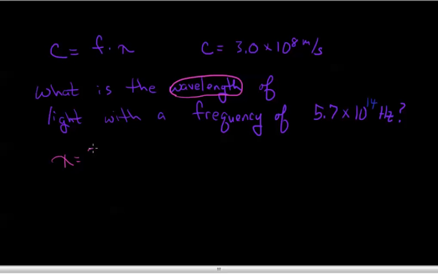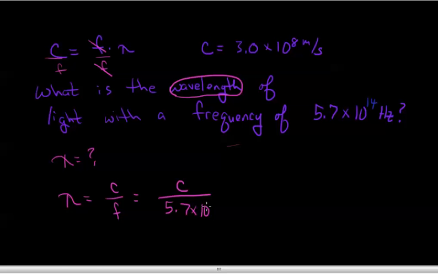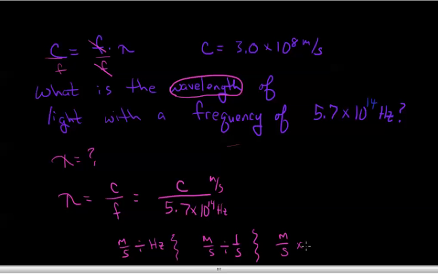So wavelength equals question mark, of a light with a frequency of 5.7 times 10 to the 14th hertz. This time I'm solving for wavelength, so I divide both sides by frequency, and I end up with wavelength equals the speed of light divided by the frequency. Now c is in meters per second, so that's meters per second divided by hertz, otherwise known as meters per second divided by 1 over second. How do you divide by a fraction? You multiply it by its reciprocal. So that's meters per second times seconds over 1, which means my answer is going to be meters.